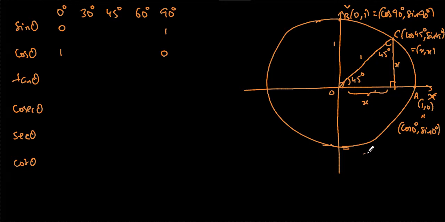Applying Pythagoras theorem, we get x square plus x square is equal to 1, or 2x square is equal to 1, or x is equal to plus or minus 1 by root 2. But this lies in the first quadrant, so x should be positive. So we put x is equal to 1 by root 2. So we get cos 45 and sin 45 as 1 by root 2.